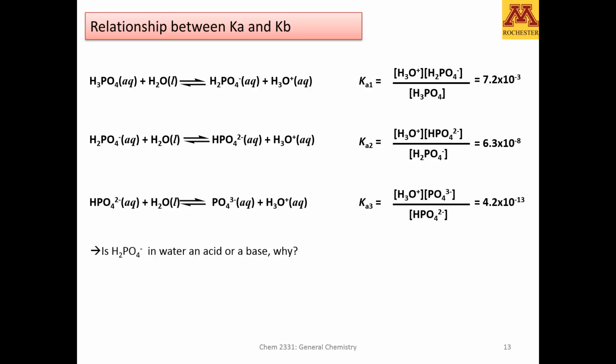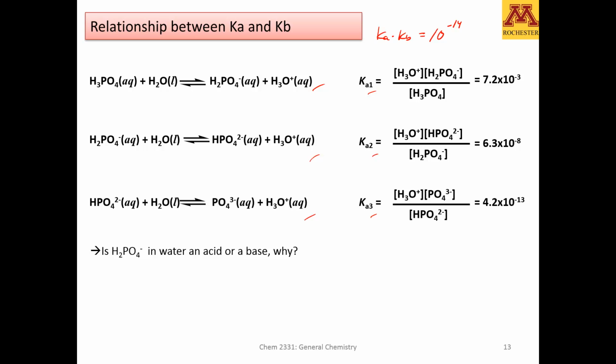In our previous video, we learned that the relationship between Ka and Kb of their conjugates is equal to 10 to the negative 14. This equation is particularly useful when we deal with amphoteric substances. We have learned in the past that phosphoric acid has up to 3 protons to release, so you can set up 3 different equilibriums with 3 different constants.